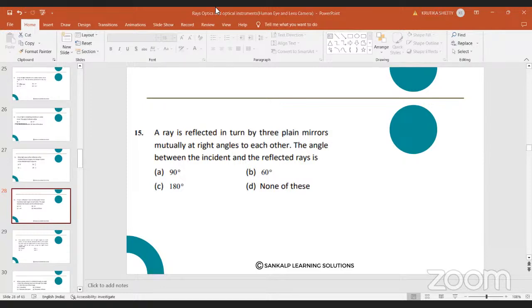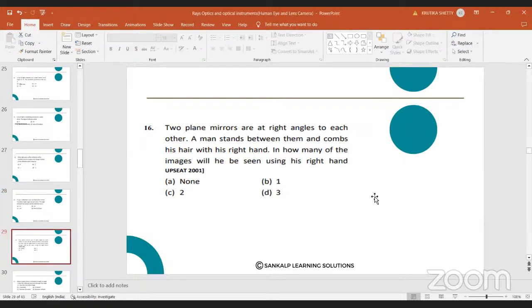Correct. It is 180 degrees, not 90 degrees. Three mirrors are there, mutually perpendicular. The angle between the incident and the reflected ray would be 180. Option C is right. Then our next question.